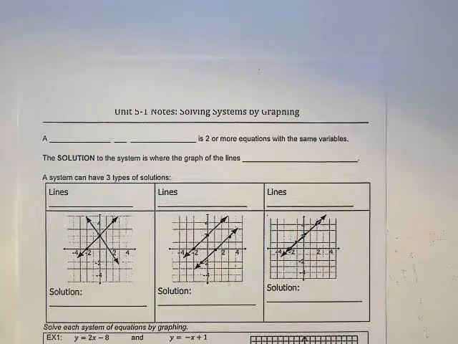Unit 5-1, solving systems by graphing. So, systems of equations is the first three blanks.